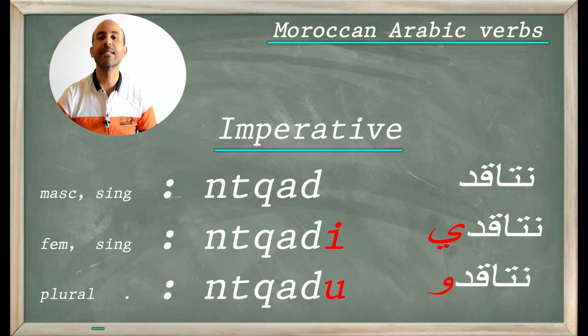So let's practice saying them. Can you pronounce the first one? انتقد. Good. The second, انتقدي. Great. The third, انتقدوا.